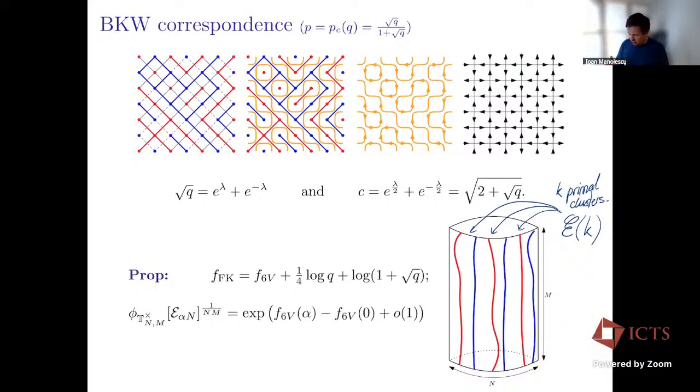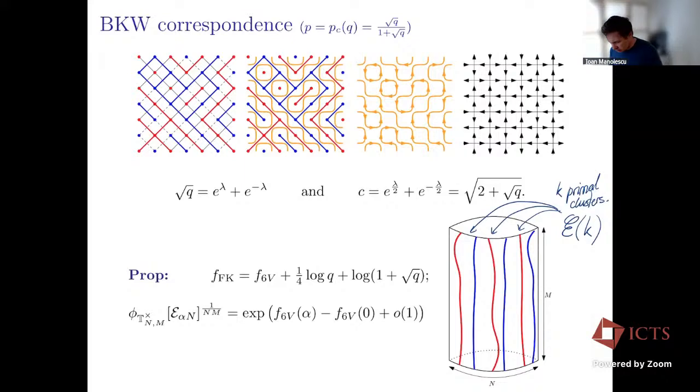So I'm going to impose E_k, the event that there are k separate primal clusters that wind vertically around the torus. This is an extremely unlikely event. I hope this is clear. And we're going to look at how unlikely it is. And it's a very good exercise to think, how unlikely is this event?